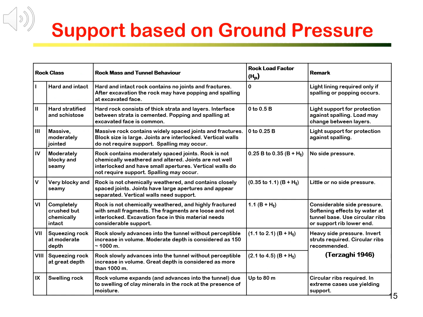Here is how rock masses are classified and what HPs are to be used. On the first column, we see the rock classes from 1, hard and intact rock, to 9, swelling rocks. And associated rock mass and tunnel behavior is given in the next column. The third column is the rock load factor HP, and the last column is remarks on support design. I will leave you to read through the table carefully and slowly.